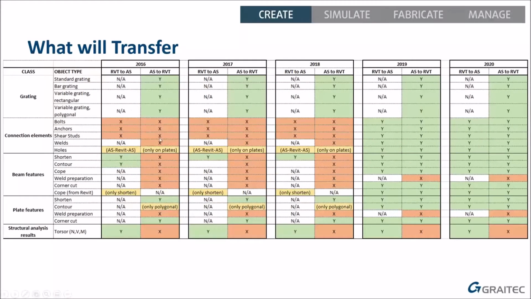The big change you will notice is for the connection elements and the beam features. From 2019 onwards, with the addition of the Revit Steel tab, you now have the option to create bolts, anchors, welds, holes, shear studs, and beam shortenings, cuts, copes. So you can create them in Revit, and they will now transfer because the tools exist inside Revit to do that kind of stuff.